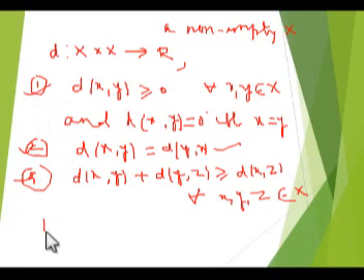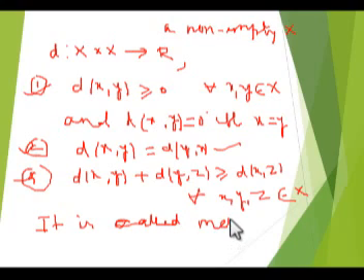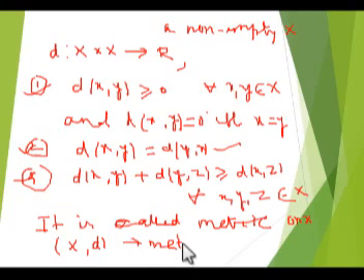The set X together with the distance function d is called a metric space. So these are the preliminary facts about metric spaces.